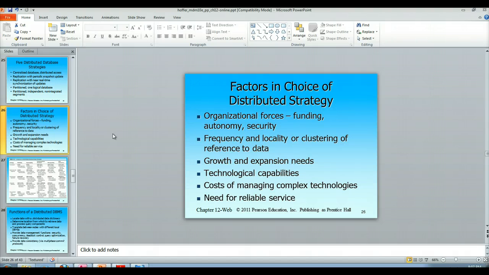So technological capabilities. Can you afford the database management systems that support replication, for instance? Not all of them do. And the ones that do, when you want to use that capability, they become very, very expensive. And again, the cost of managing the complex technologies. That's people, that's equipment, licensing, and the need for reliable service. How much latency can you tolerate, for instance?